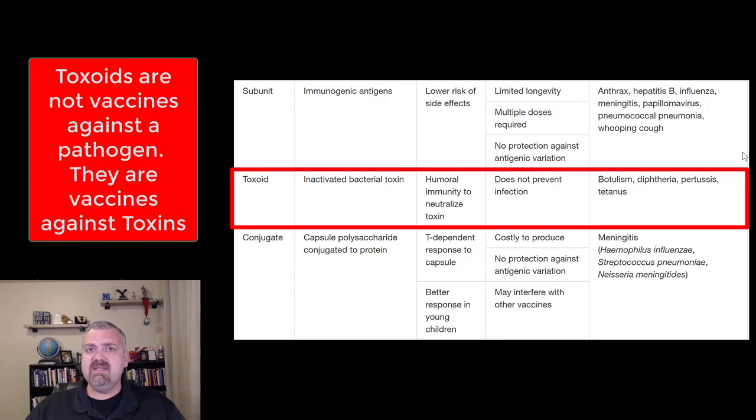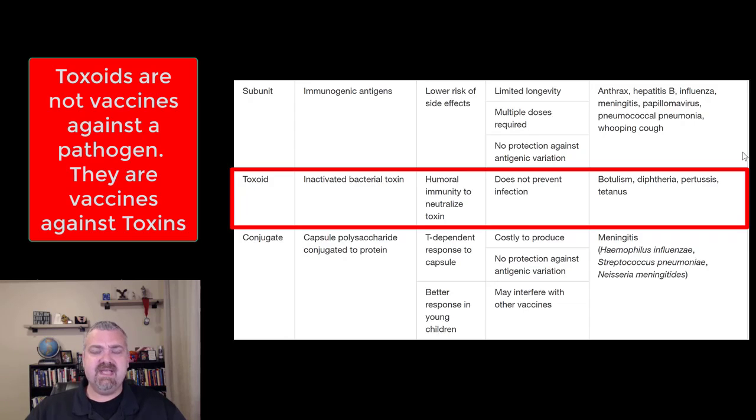Next we have the toxoids, and then we'll talk about the conjugate vaccines before we're done here. So toxoids are a special kind of vaccine because they're not a vaccine against an organism. They're a vaccine against the toxins that organisms produce. So like it says here, an inactivated bacterial toxin. So your immune system will recognize the toxin and be able to deal with it when it shows up. As you can see here, it's only humoral immunity from your B cells. That's totally fine. That's what would deal with toxins anyways. This vaccine, though, is not actually trying to kill the organism. So you see here the examples: botulism, diphtheria, pertussis, tetanus.